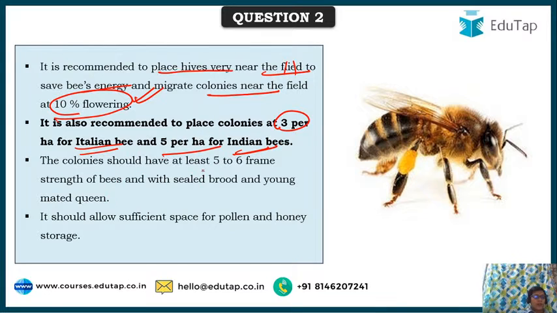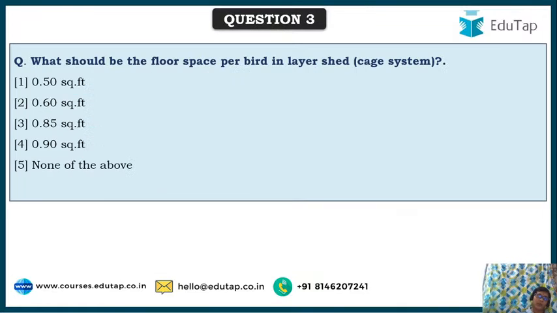The colony should have at least 5 to 6 frame strength of bees with sealed brood and a young mated queen, so that it can start laying eggs. And it should allow sufficient space for pollen and honey storage as well, so the frames should have proper space for pollen storage. So this is about a question on honeybees from the NABARD model bankable project on apiary.